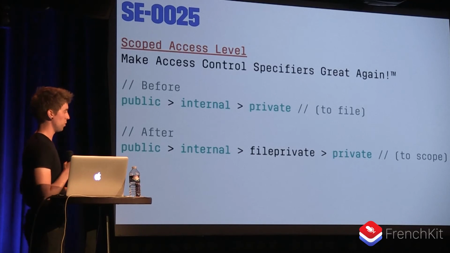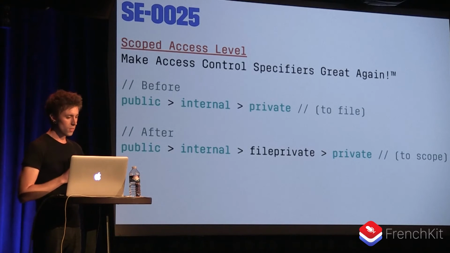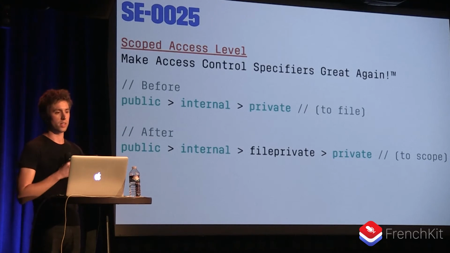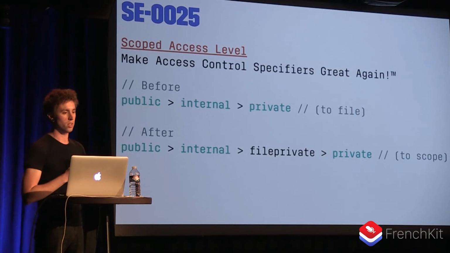After this change, private became fileprivate, and a new private keyword was introduced to restrict the visibility to the current scope. This has a moderate impact on your code. I think one of the major downsides to this proposal is that if you define a class with private properties, and then you want to create an extension on that class, that extension is now in a new scope, and you can't access those private properties, and so they have to become fileprivate. I'm not a huge fan of this change. We can talk more about that in a couple slides.